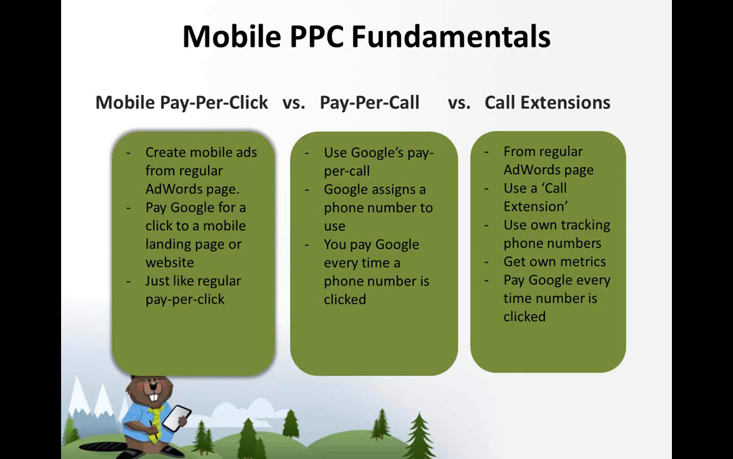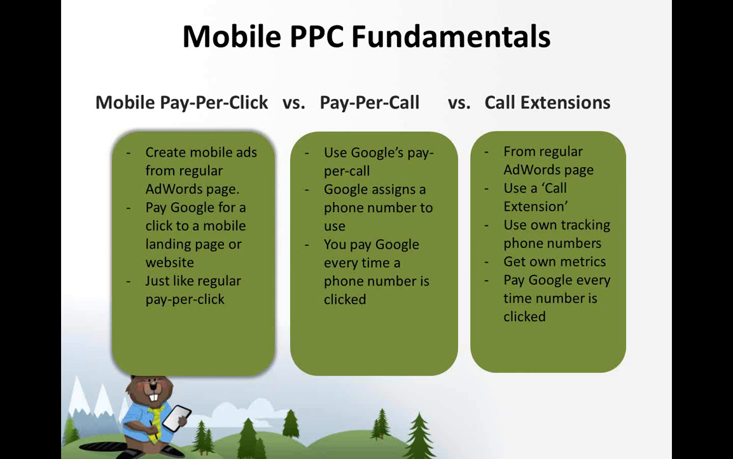The second model is pay-per-call. So you can actually use Google's pay-per-call system. Google will assign a phone number for you to use, and then you pay Google every time that phone number is clicked. So Google will, again, assign you the number. That number will then appear in search ads on the smartphone when somebody Googles. And when they tap that number, that phone call will be routed to your business, and you simply pay Google every time the phone number is clicked.